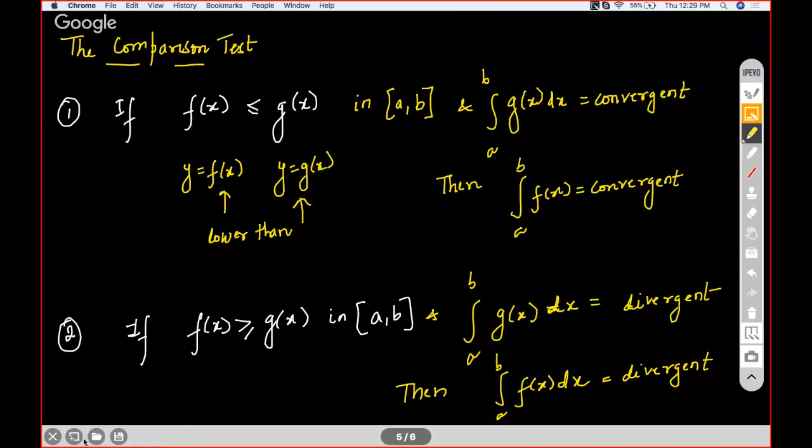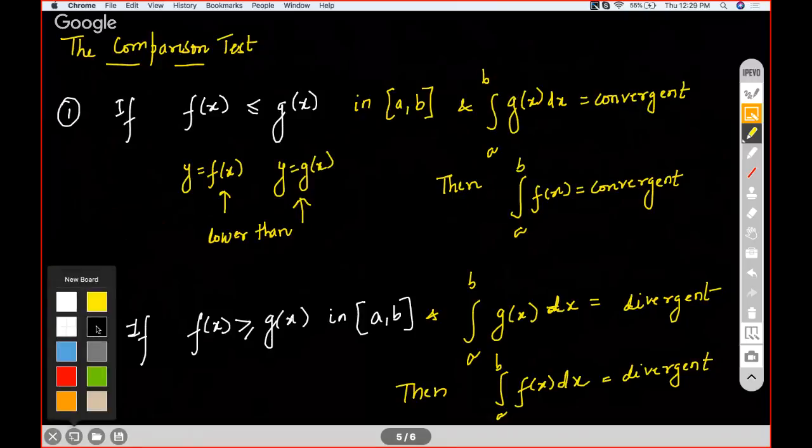And you'll see that this test is also used in sequences and series. So could you give 2 seconds? I need to copy that. Oh, 1 second. I'm so sorry.